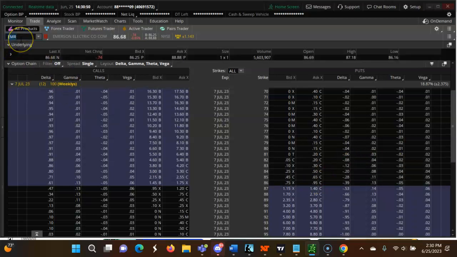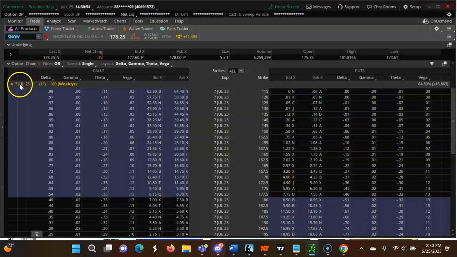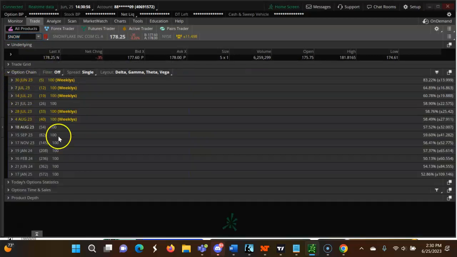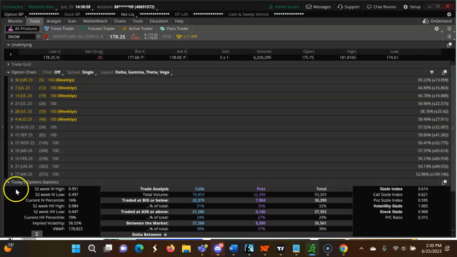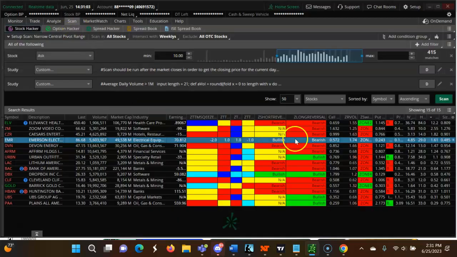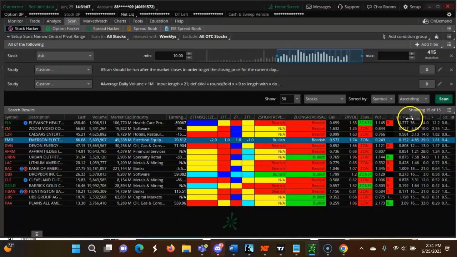Let's look at SNOW. It's an OW. Okay, you can see the statistics, today's statistics. So there's a lot more calls and puts. Okay. So let's look at put call ratio.